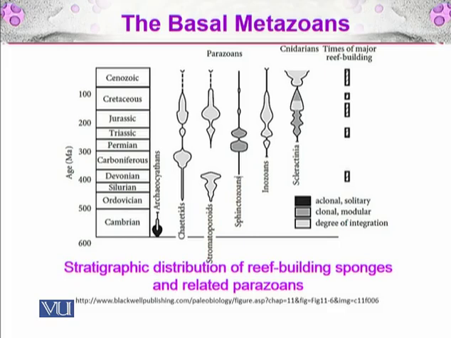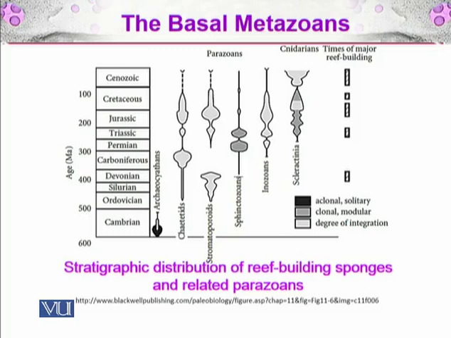So there are some that are aclonal, which are not making any colonies, and they are called solitary because they are singular. The clonal ones are coming together with other organisms and making colonies. And then there is the degree of integration. That means they are coming in contact with other organisms, and with the help of those, they are making the reefs.